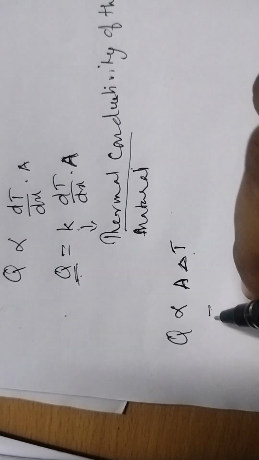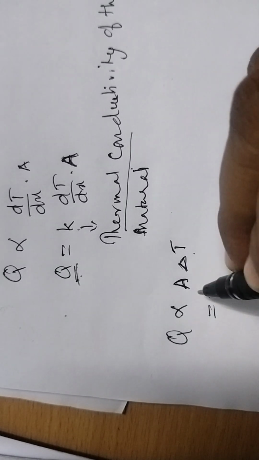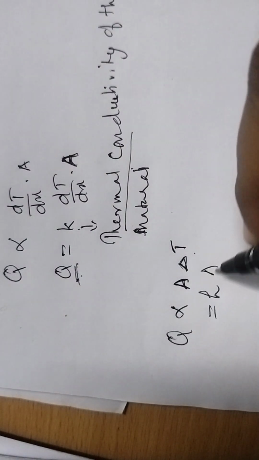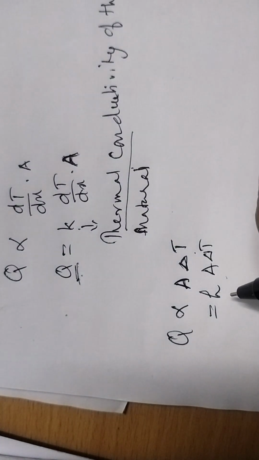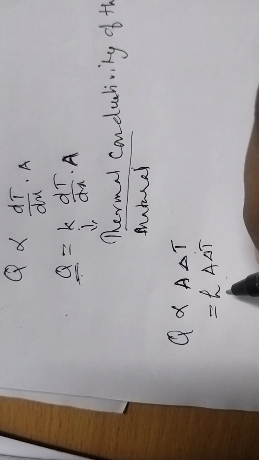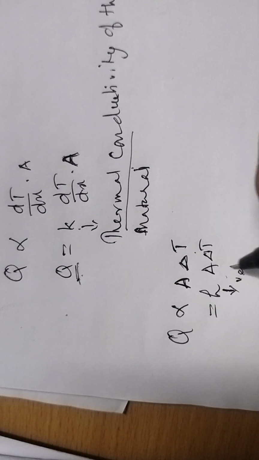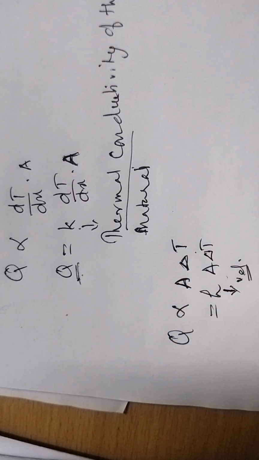And if we remove the proportionality constant, we have to introduce a constant, which is called the convection coefficient, h. Here h is the proportionality constant, which we call the heat transfer coefficient. It depends on the fluid velocity and nature, like convection can be either forced convection or free convection.